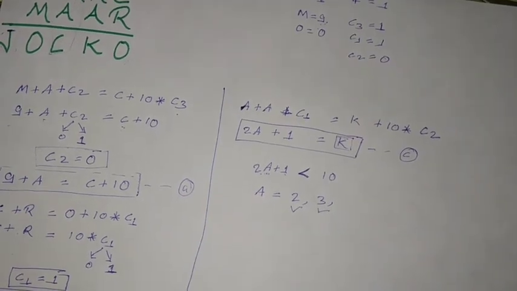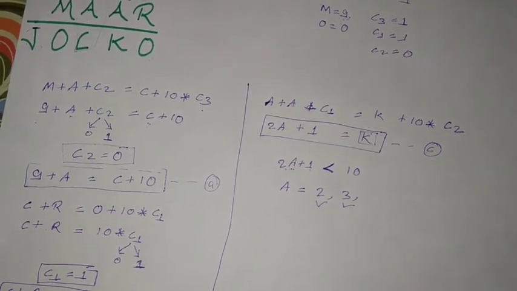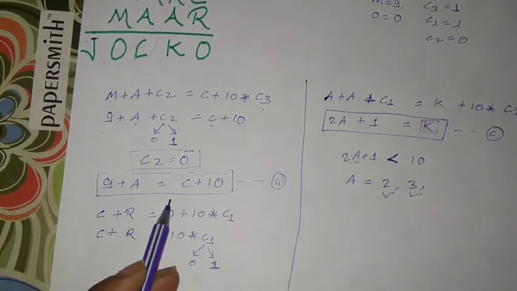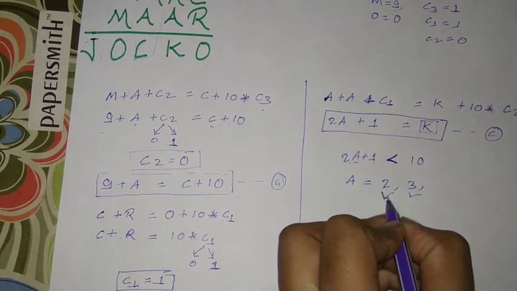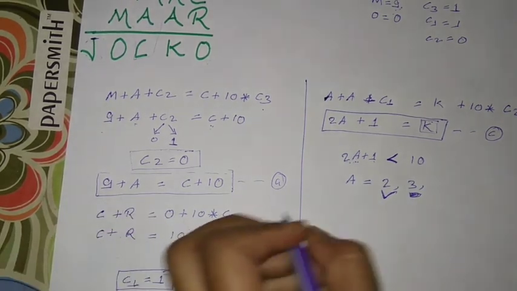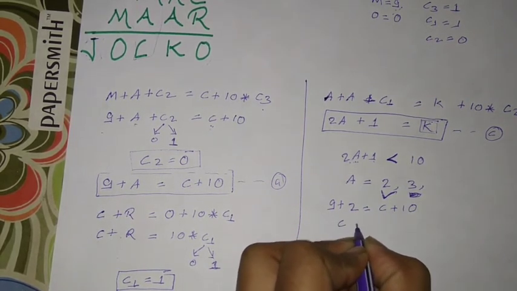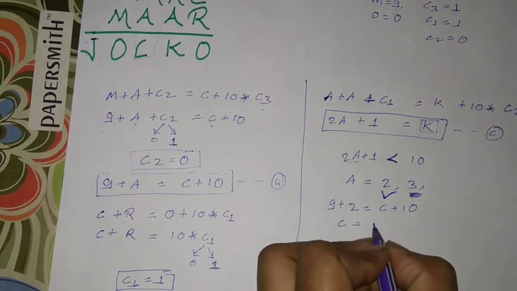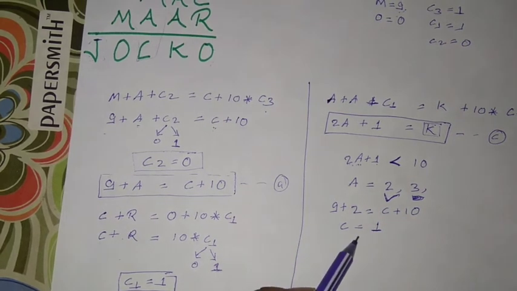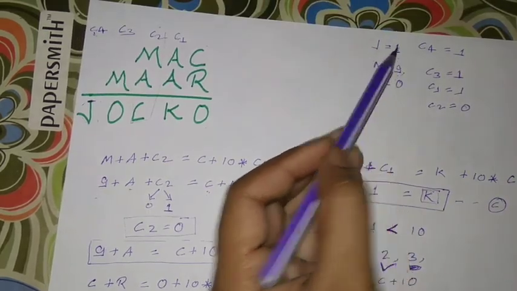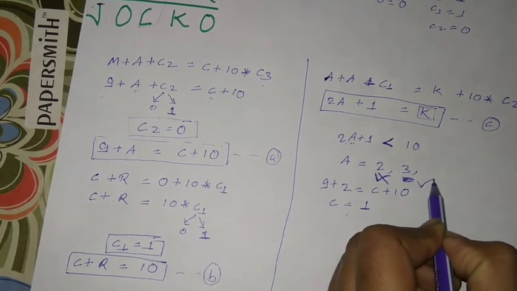Now we take the possible value of A equal to 2 and put this value in equation A. Then we get 9 plus 2 equal to C plus 10, so C is equal to 1, but this value is not possible because 1 is already occupied by J. So A equal to 2 is not possible. Hence we take the value of A equal to 3.